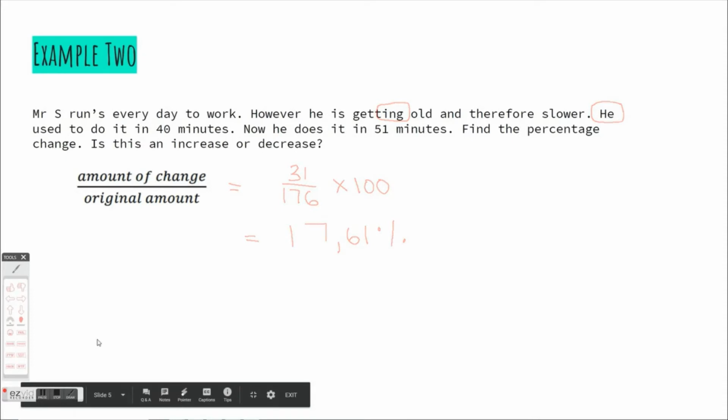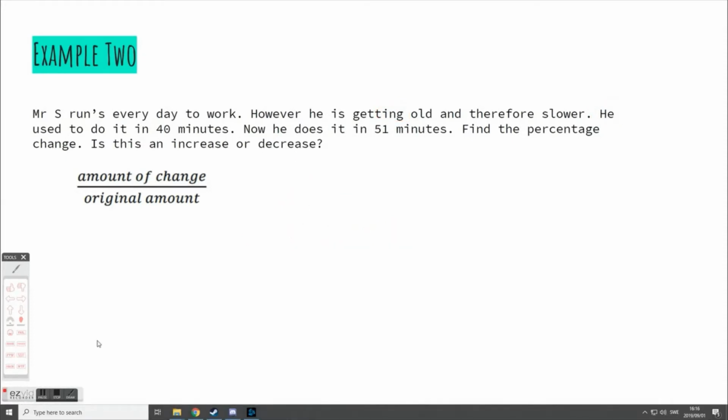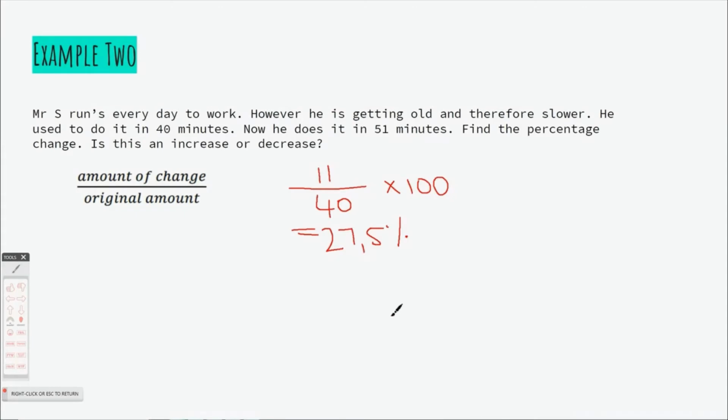I've got another example here for you. I'm going to pause it. Well, I'm not going to pause it. You should pause the video, try and solve this, and when you press play, I'll have the answer up for you. So you should have gotten 27.5%. This is a percentage decrease. He is taking longer to get to work than what he used to.